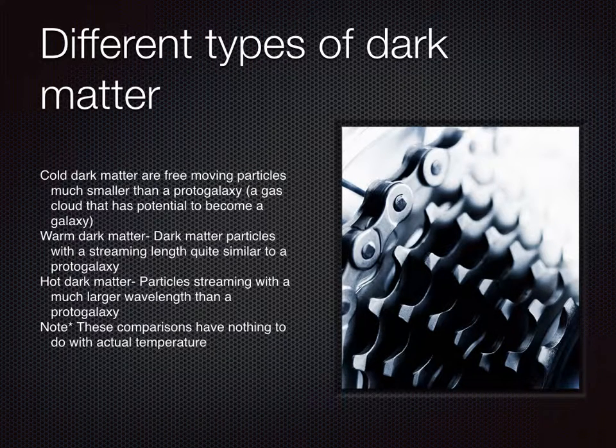The different types of dark matter. Cold dark matter is free moving particles much smaller than a protogalaxy, which is a gas cloud that has potential to become a galaxy. Warm dark matter is particles with a streaming length quite similar to a protogalaxy, while hot dark matter is particles streaming with a much larger wavelength than a protogalaxy. Note these comparisons have nothing to do with actual temperature, being that we can only theorize about dark matter. We don't have any idea about any temperature for it.